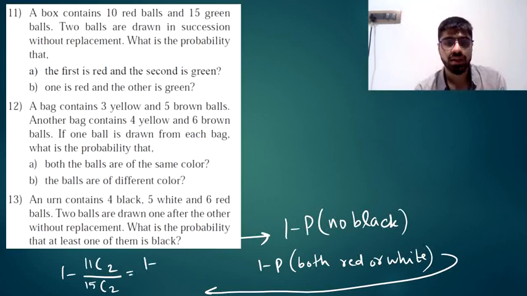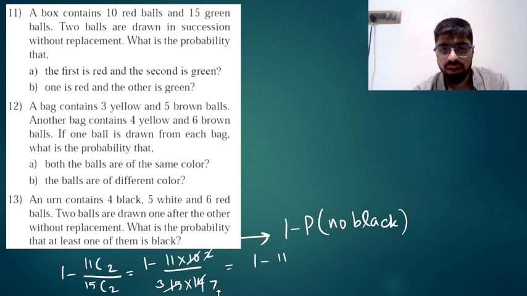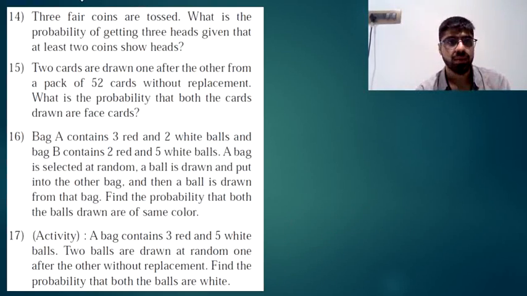So this will be 1 minus 11 C2, which is 11 into 10 upon 2 into 1, but in the denominator you again have 15 into 14 upon 2 into 1. So that 2 into 1 gets cancelled, and we are left with 1 minus 11 into 10 upon 15 into 14. You can cancel off 5 here and a 5 here, that gives you 3, and the remaining 2 can be cancelled off with this 14 here. So that gives you 1 minus 11 upon 21, that is 10 upon 21 as the final answer for the 13th question. Let's go ahead with number 14.